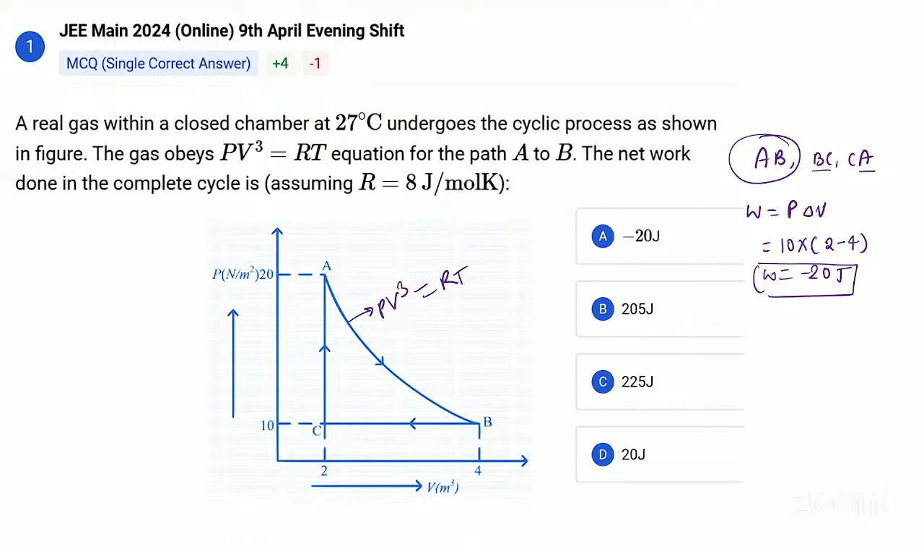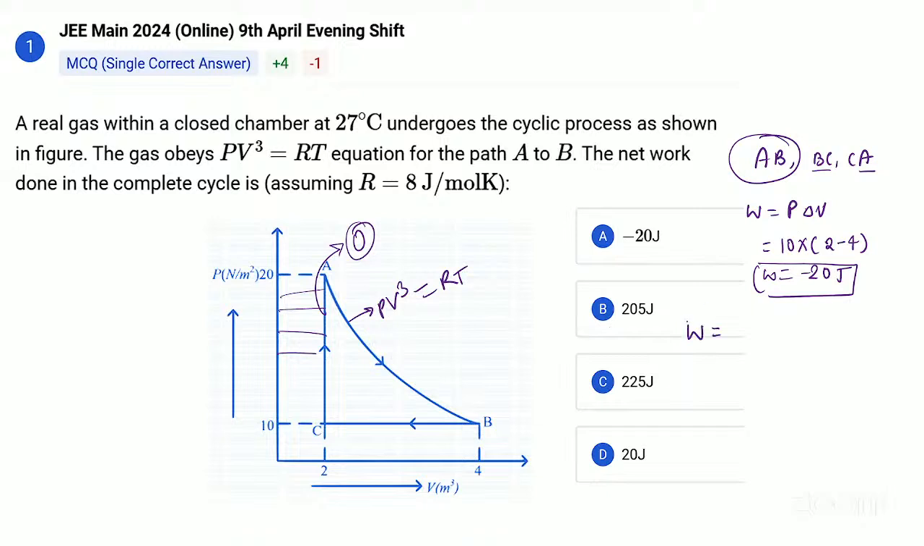So this is the work done on the system, so that will be negative. Now CA, we have constant volume. So work done in this CA process is zero. Zero work done. Now this is remaining.